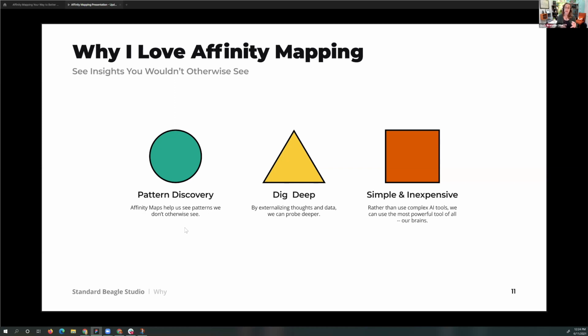And the great thing about it is that it allows us to dig deeper and ask critical questions to help us figure out what is the root of what we're trying to solve here, and see things maybe that we wouldn't have asked had we just thought about it driving in our car or at our desk. And it's also simple and inexpensive. We don't need fancy AI to help us see these patterns. It's just not necessary. We can do this without spending a lot of money.